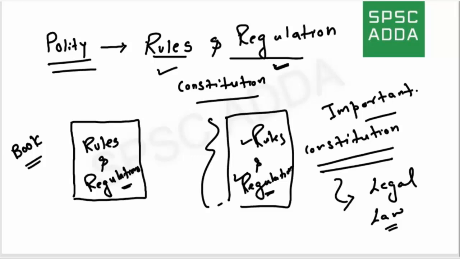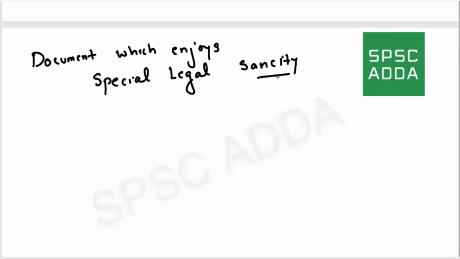Okay, write down: it's a document. It's a document which enjoys special legal sanctity. Legal sanctity means it is created by the legal process, or it is created by the law of the land. You can write in brackets, it is created by legal process.